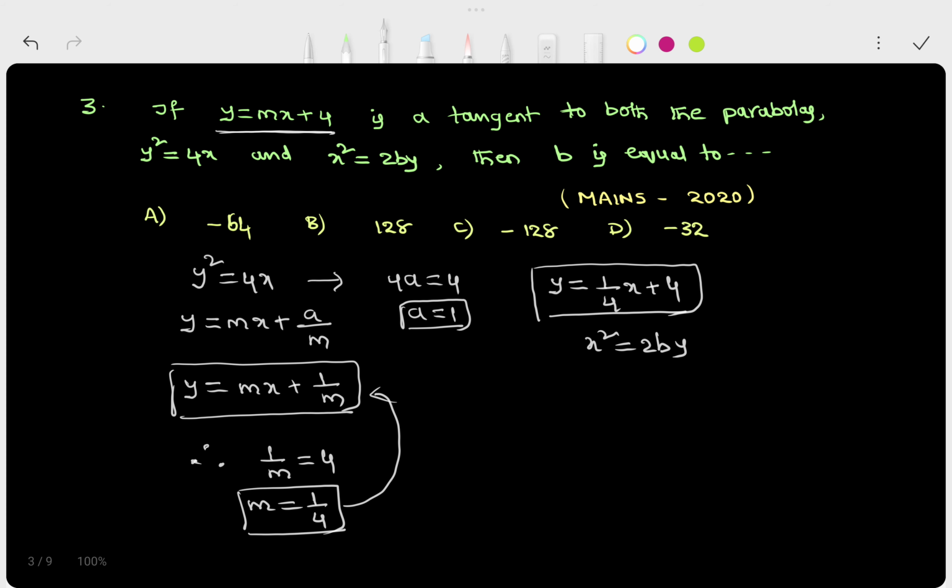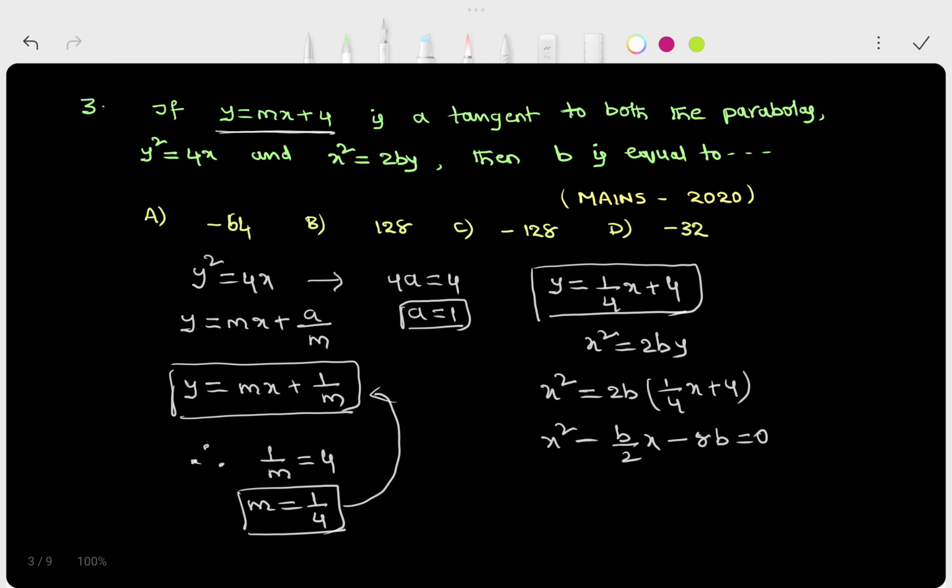Now, previously in the first question we discussed that when a line is tangent to the curve, we solve both equations. Now this one will be x square is equal to 2b into y. What is the y value? 1 by 4 into x plus 4. Now simplify this: x square minus b by 2 into x minus 8 into b is equal to 0.